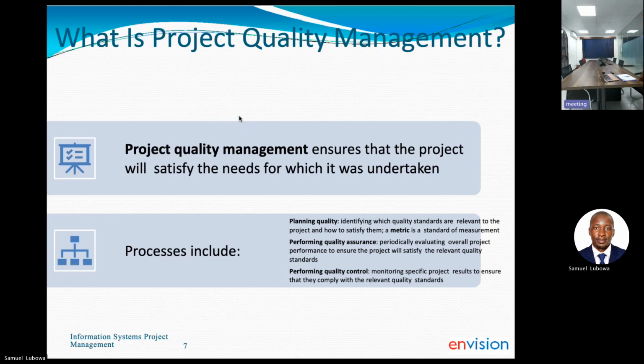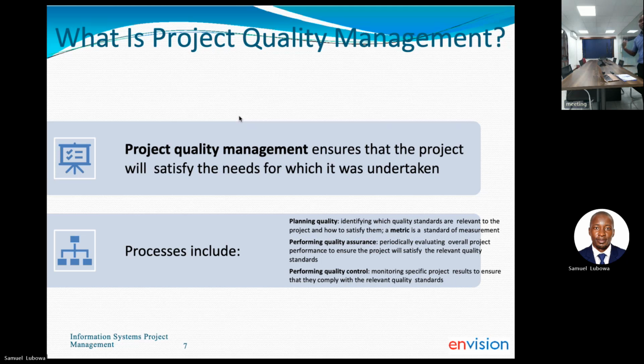After understanding quality, now we need to understand project quality management. Project quality management is ensuring that the project will satisfy the needs for which it was undertaken. Remember, for each and every project, in the beginning we have to gather requirements from its intended users, using various techniques, such as questionnaires and interviews, quite a number of them.